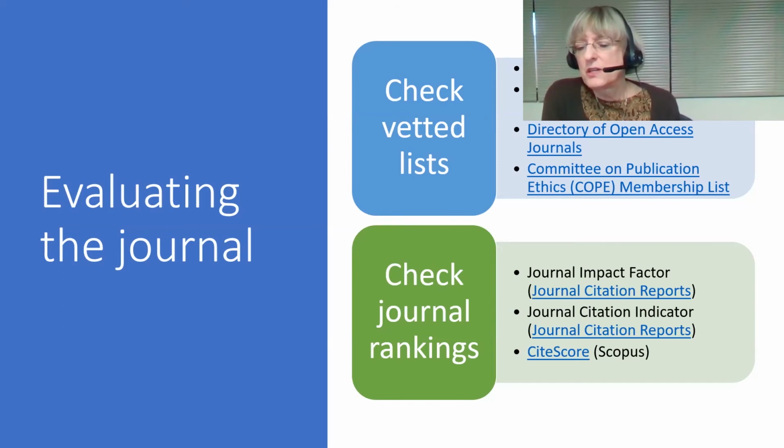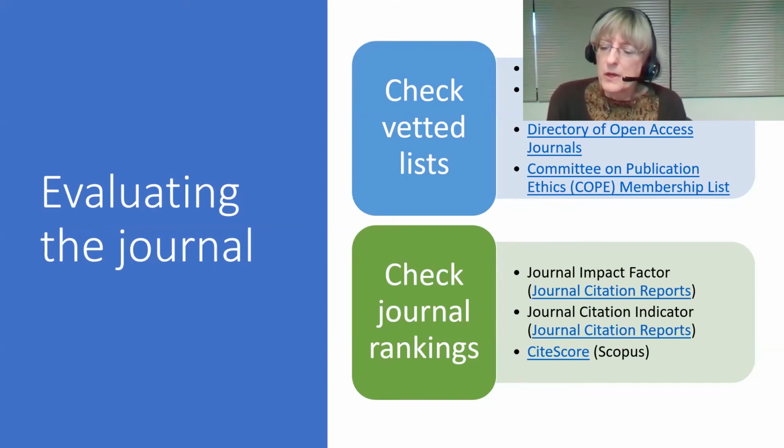The Journal Citation Indicator is similar to that, but what they've done is they've normalized the values. So if a journal has a Journal Citation Indicator of 1, it's basically average. A value above 1 would be better, and a value below 1 would be not as good. And you can compare journal citation indicators outside of a subject area. They've all been normalized, so you can compare all journal citation indicators, no matter what field the journal is in.